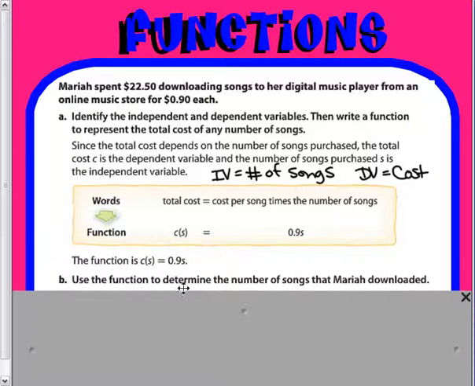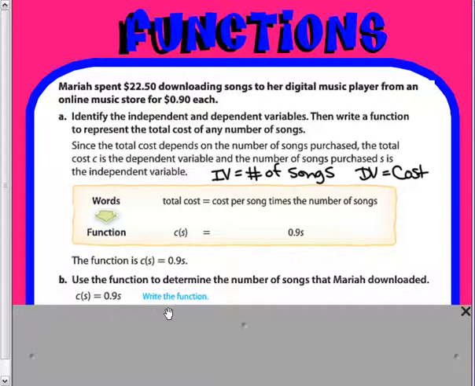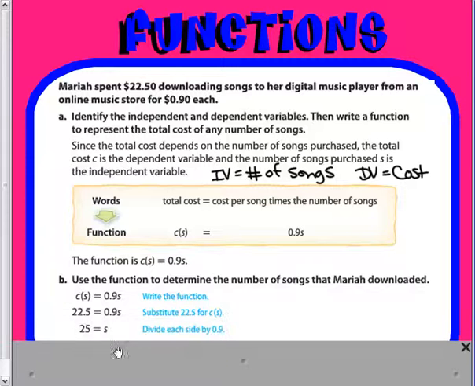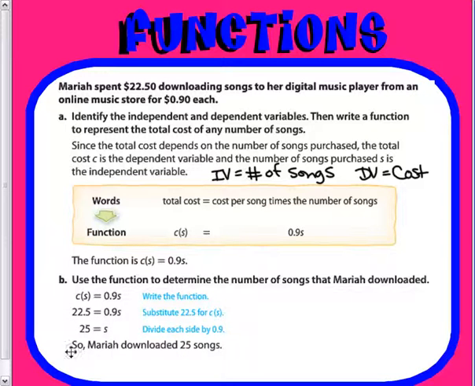So if we use this function to determine the number of songs that Mariah downloads, and I know that I'm spending $22.50, then we plug in $22.50 for C of S, and we get S equals 25. So Mariah downloaded 25 songs. We solve it just like we solve an equation.